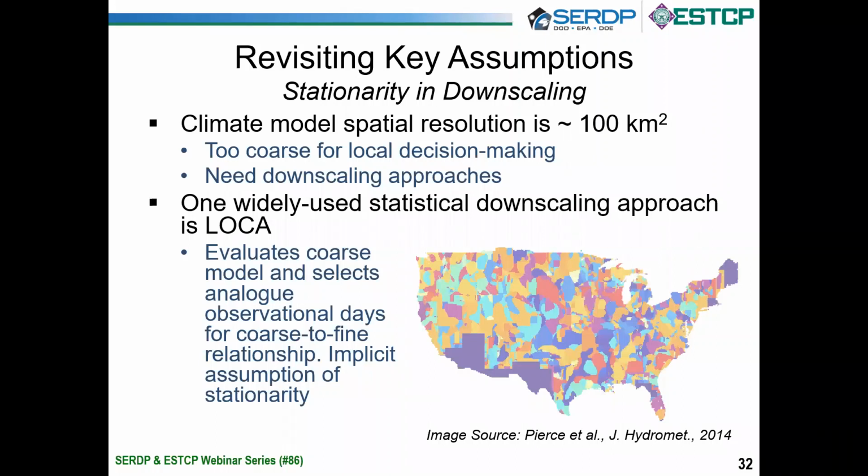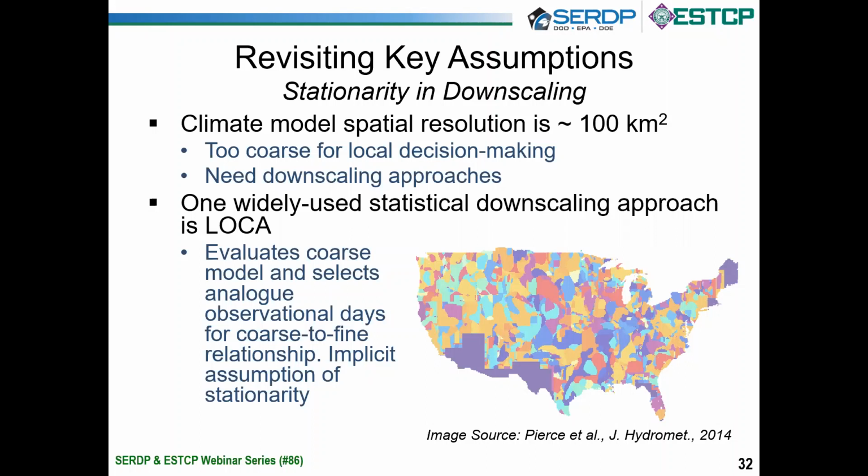I also wanted to point out one of the other key assumptions, which is associated with downscaling. The most fine climate models will have spatial resolutions on the scale of 100 square kilometers. Typically, they are actually much coarser, more like 10,000 square kilometers. But any of those values are generally too coarse for local decision making. We need on the order of 25 or 50 square kilometers. And so a widely utilized approach is to use downscaling. For a wide variety of reasons, statistical methods are widely utilized.